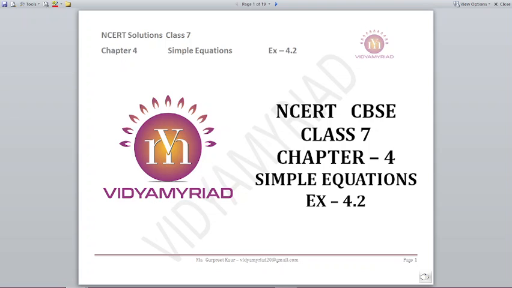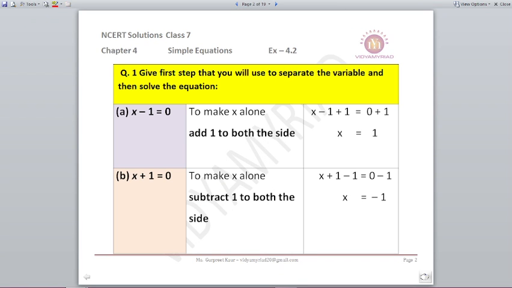This video is made for class 7 on chapter number 4, simple equations, and today we are going to do exercise 4.2 from NCERT. Let's begin with question number 1. Give the first step that you will use to separate the variable and then solve the equations.